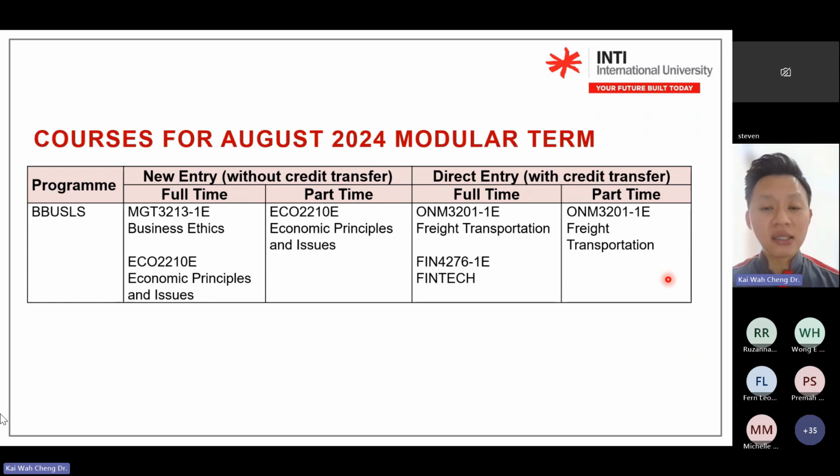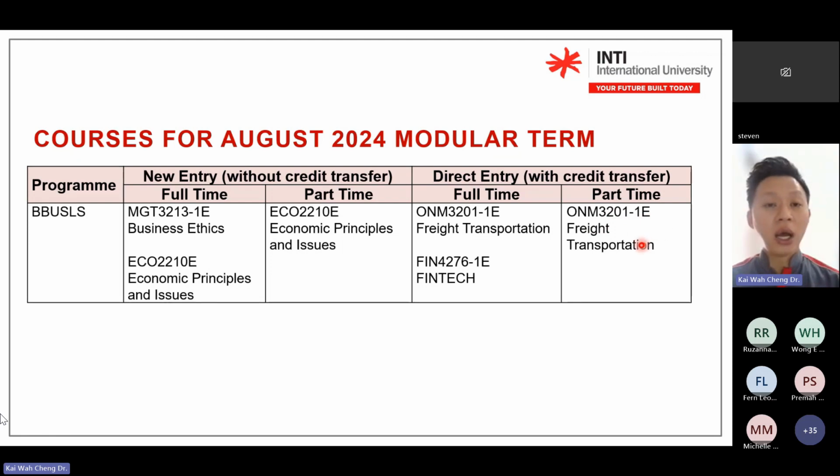So these are the courses you should enroll in or register for in the August 2024 modular term. If you entered the program without credit transfer and you are a full-time adult learner, these are the courses you are going to complete in the August 2024 modular term. This is for part-time adult learners without credit transfer, and ONM 3201-1E and FIN 4276-1E, these two courses are for those who entered the program with credit transfer and are full-time adult learners. And finally, part-time adult learners, ONM 3201-1E.